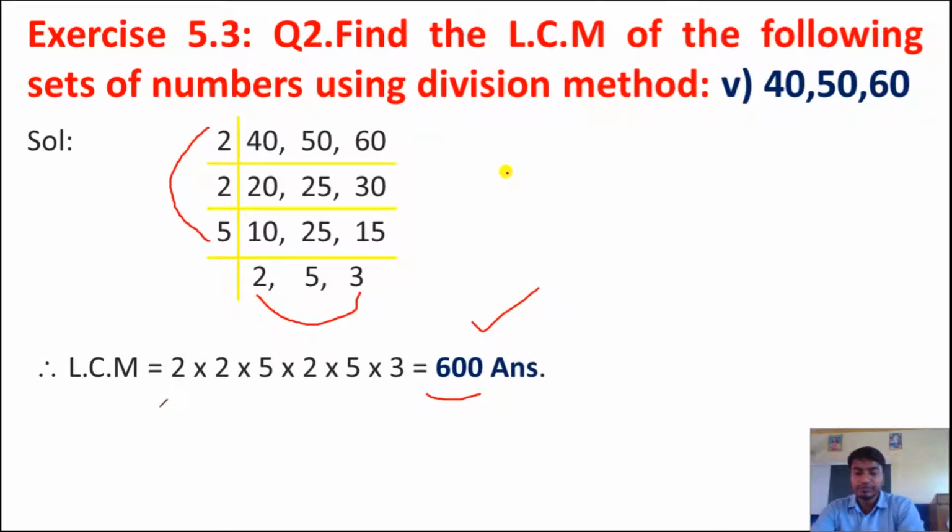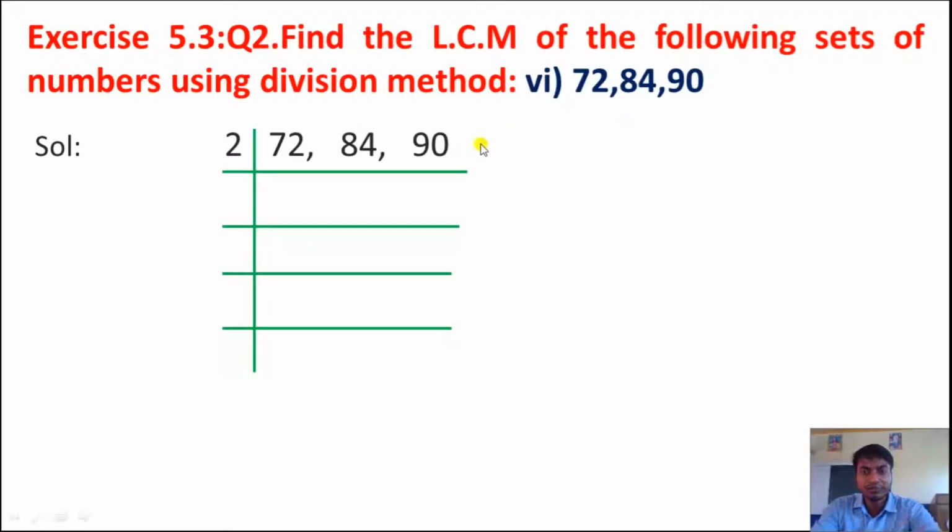Clear? Now let me give you one more example. Here we have question number 6: 72, 84 and 90. All are even numbers, so we will divide by 2. 2 3s are 6, 2 6s are 12, 2 4s are 8, 2 2s are 4, 2 4s are 8 and 2 5s are 10.